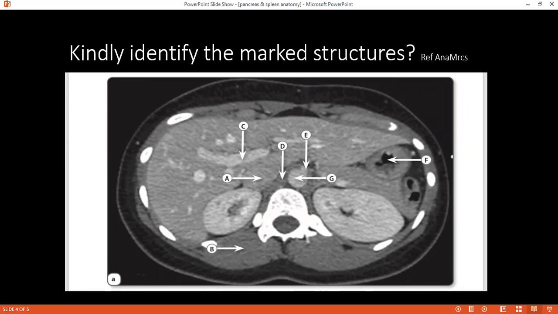And anteriorly it is related to the pylorus and the first part of the duodenum. All right. And what are the vessels which are in front? In front of the uncinate process, we have the superior mesenteric vessels. Okay.